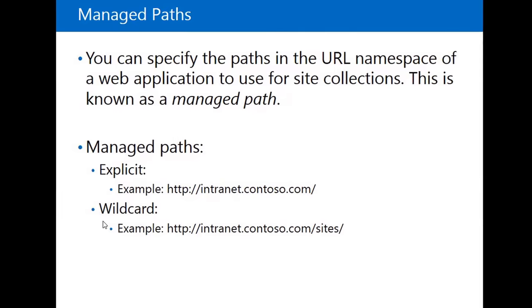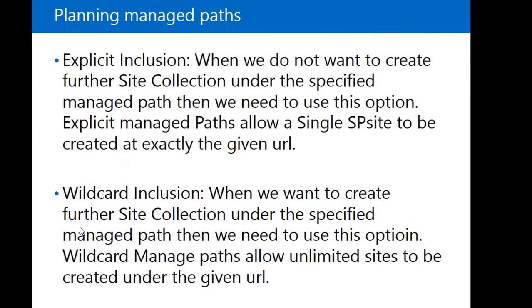Let's see how we can understand explicit and wildcard. Explicit inclusion: when we do not want to create further site collection under the specified managed path, then we need to use this option. Explicit managed path allows a single SP site to be created at exactly the given URL. For example, if you are considering to create a new site for your company, you will be creating explicit inclusion.